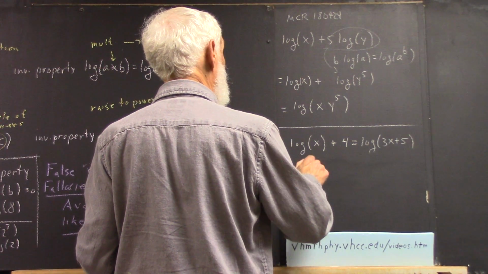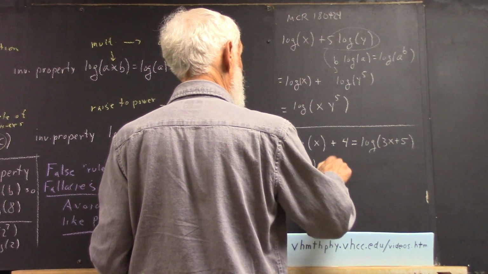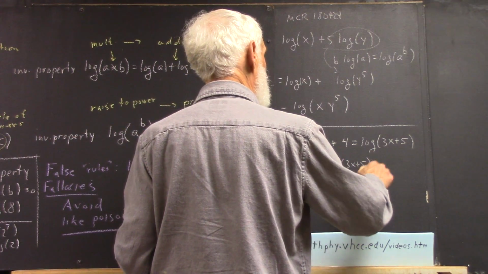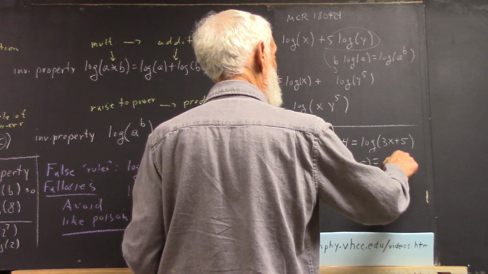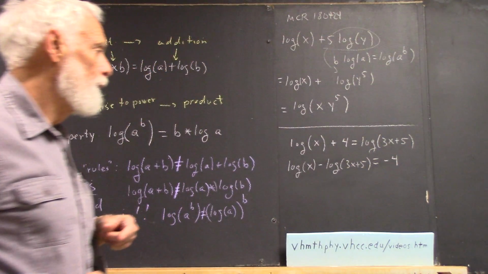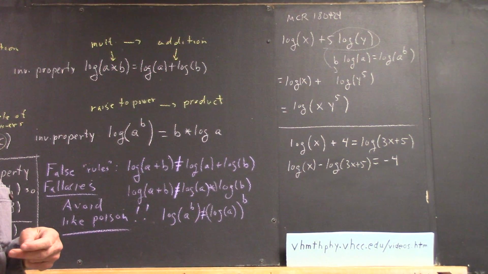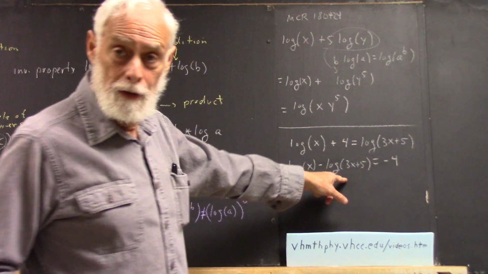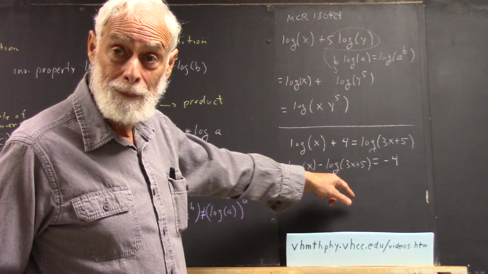That's what I was going to do before I did the wrong thing. Really ignorant. But this allows me to illustrate two things, actually. That makes sense. Okay, we get this, right? I mean, I just subtract 4 from both sides. I subtract log of 3x plus 5 from both sides.